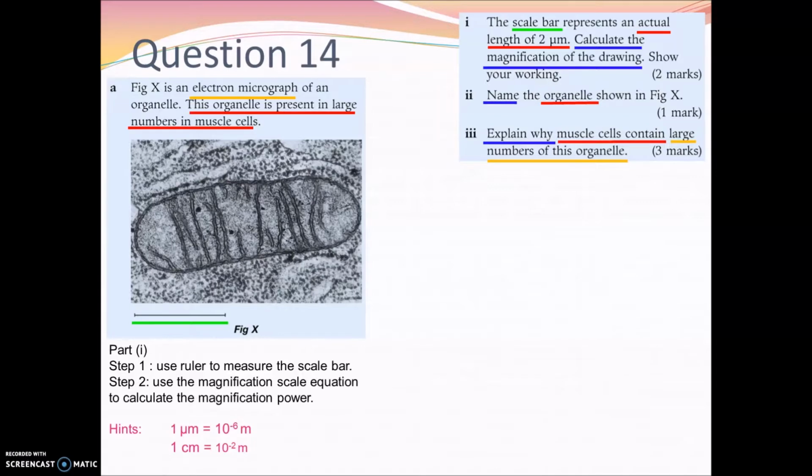But this time we do not have such information. What we have is the scale bar, this part, and also the actual length of this organelle. So what you need to do is use the ruler to measure this scale bar: how many cm, how long is it? This scale represents the actual length, which means the actual length of the organelle is 2 micrometer.